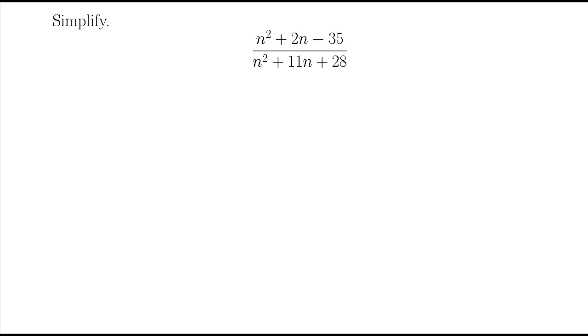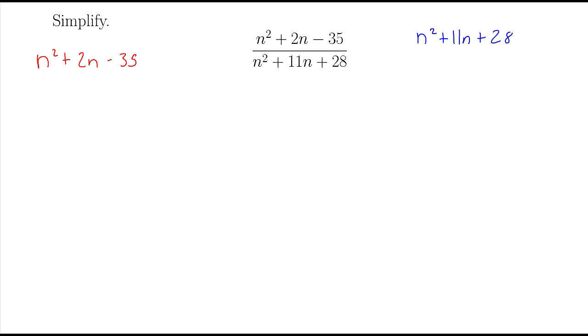So let's start off by factoring the top, n squared plus 2n minus 35. We're going to treat that as its own problem. We're going to do the same thing with n squared plus 11n plus 28.